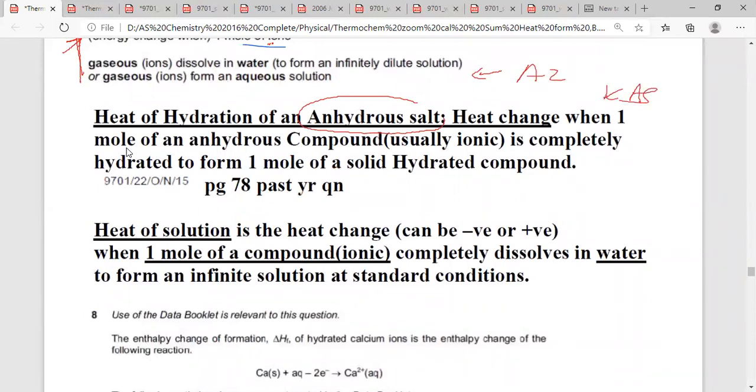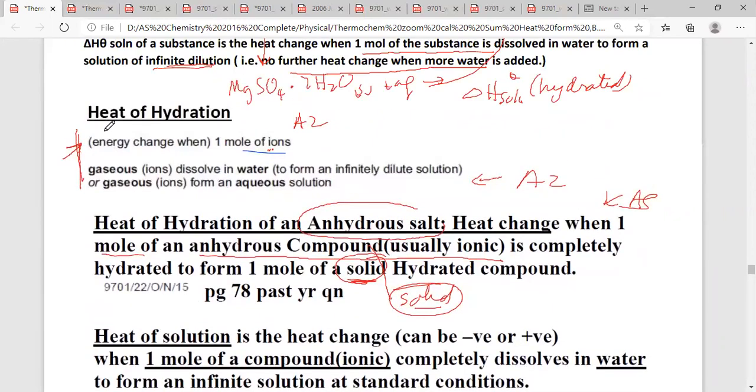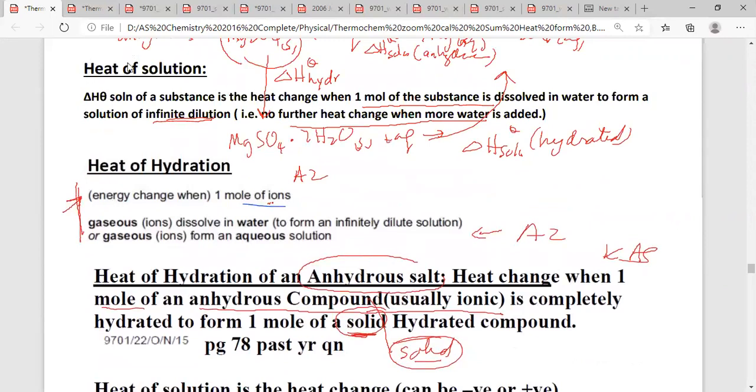I'll show you the question. When 1 mole of the anhydrous, this is obviously a solid, is completely hydrated to form 1 mole of the hydrated solid. Both are solids here. The heat of solution, again I repeat here. This is from a past year question.